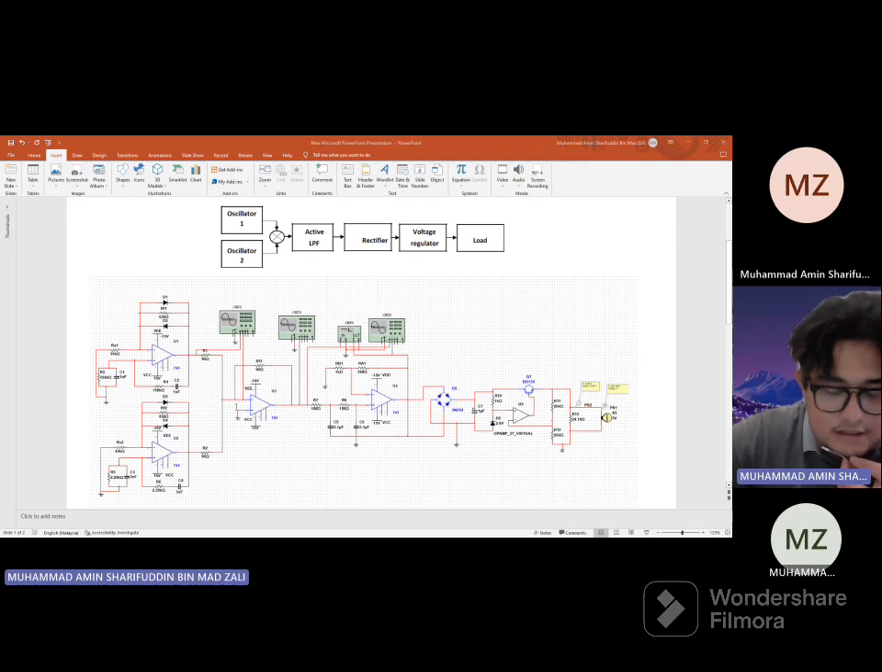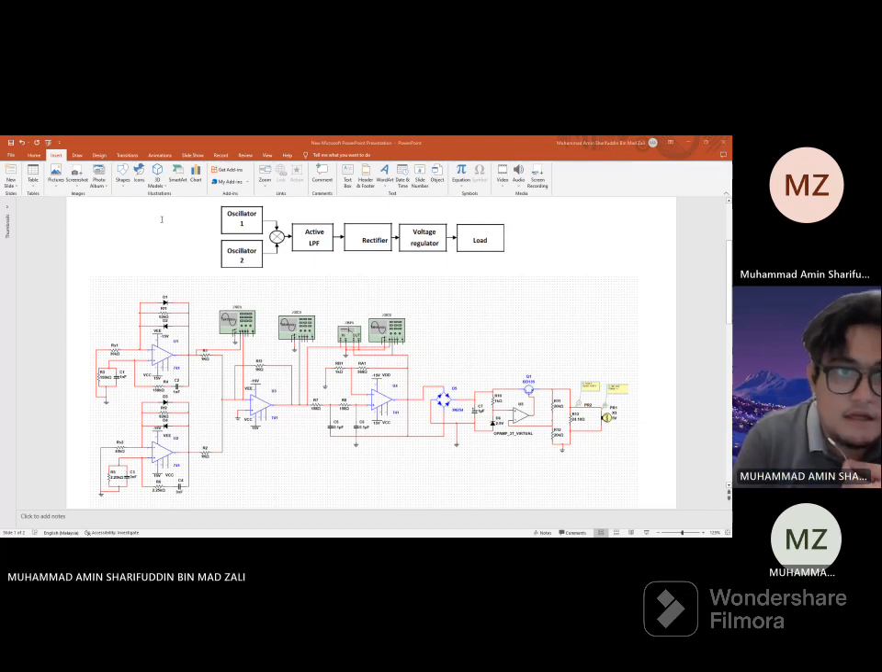Today I will talk about the discussion of this project. In this project, we have assembled various components into an electrical circuit system, including two oscillators, an active low-pass filter, a rectifier, a voltage regulator, and a load. The chosen oscillator, the Wien bridge oscillator, produces a sinusoidal waveform and is constructed using resistors, capacitors and op-amp. The active low-pass filter is implemented as a second-order Butterworth response.